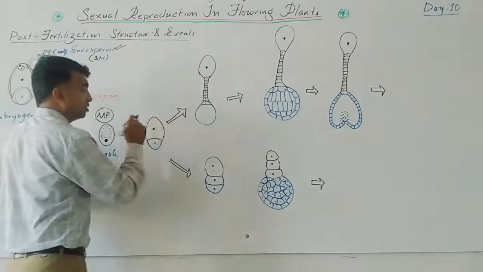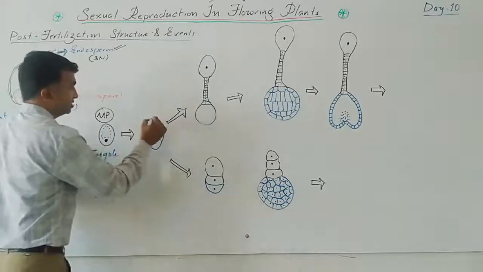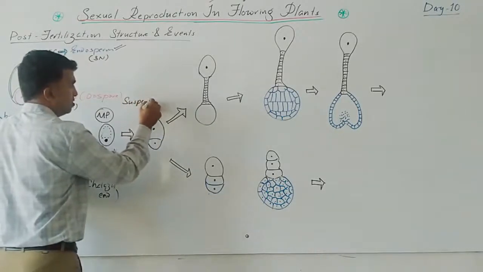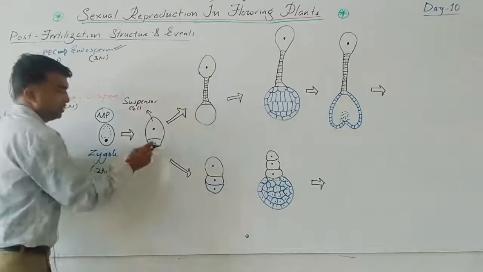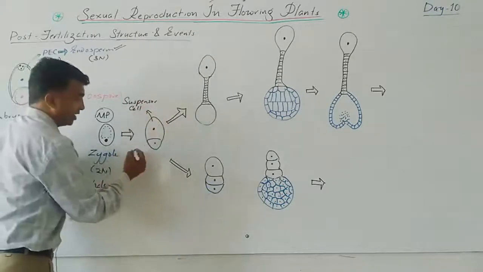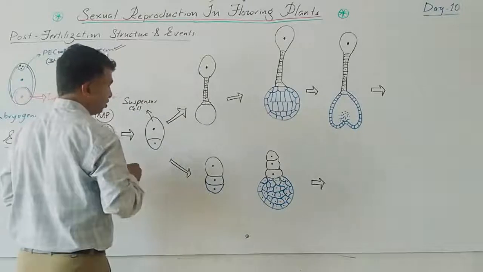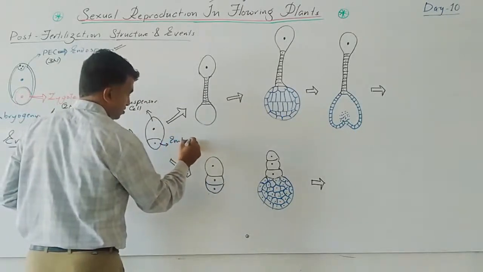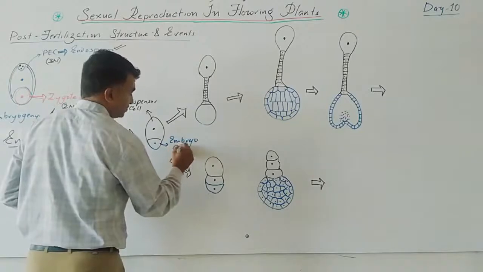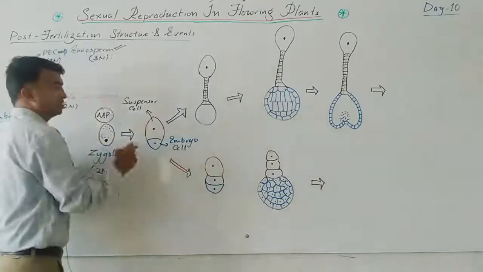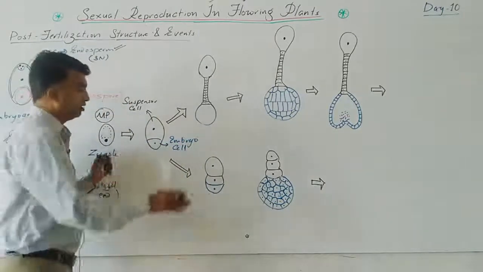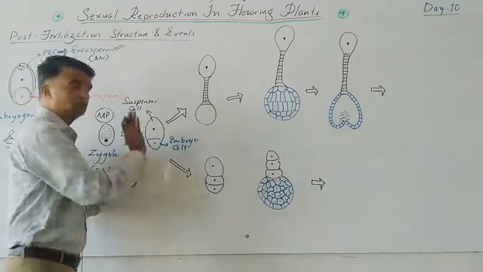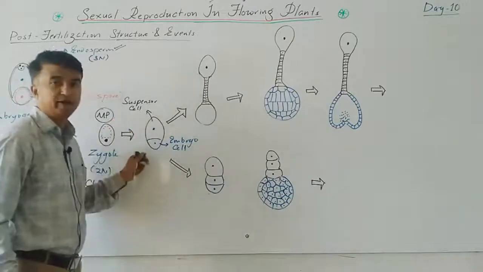The cell toward the micropylar end is called the suspensor cell. The cell present toward the chalazal end is called the embryo cell. This blue color cell is the embryonic cell. This is the suspensor cell and the embryo cell. In both dicot and monocot, the zygote divides and produces two cells, the suspensor cell and the embryo cell.